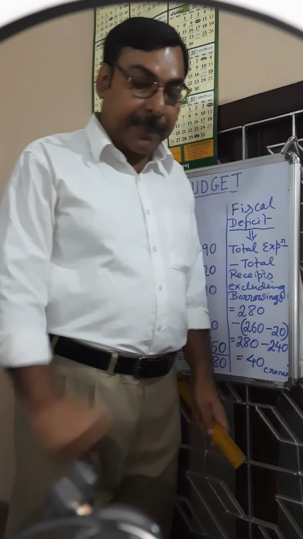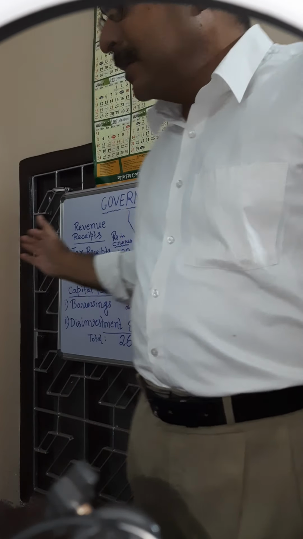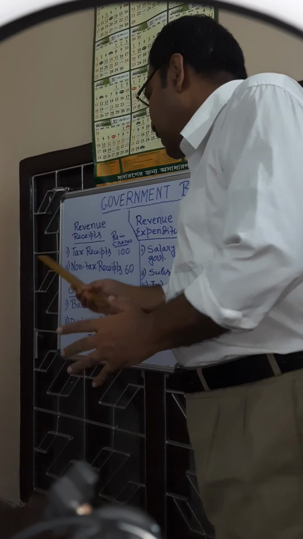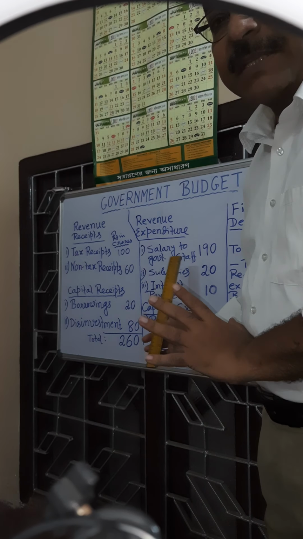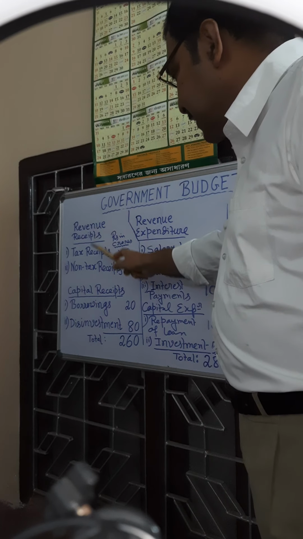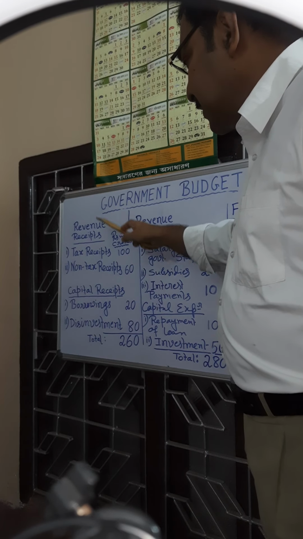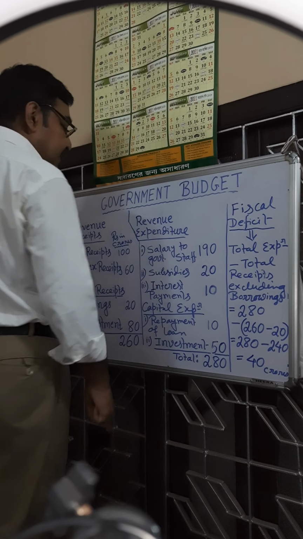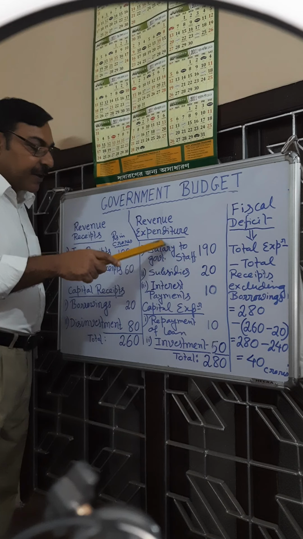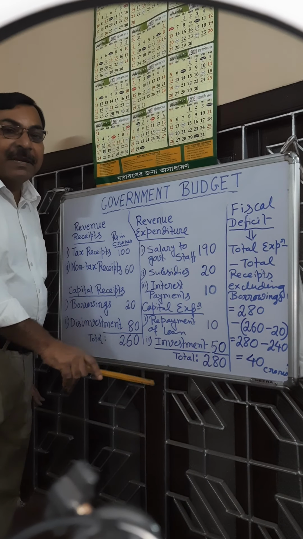Now take an example. Here we have represented a simple model of government budget. On the left hand side, various government receipts are mentioned, and on the right hand side, different government expenditures are mentioned.